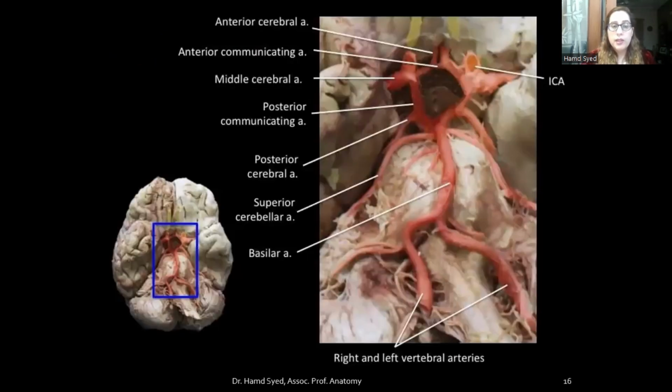So here is the dissected brain, and if we magnify the area on the inferior surface of the brain, we will see this arterial ring, which is the Circle of Willis, and we can see these vessels which are forming the Circle of Willis: the anterior communicating, anterior cerebral, and here the internal carotid, posterior communicating, posterior cerebral. You can also see the basilar artery over here, which is prominent and present on the anterior surface of this pons. It is formed by the union of these two right and left vertebral arteries.